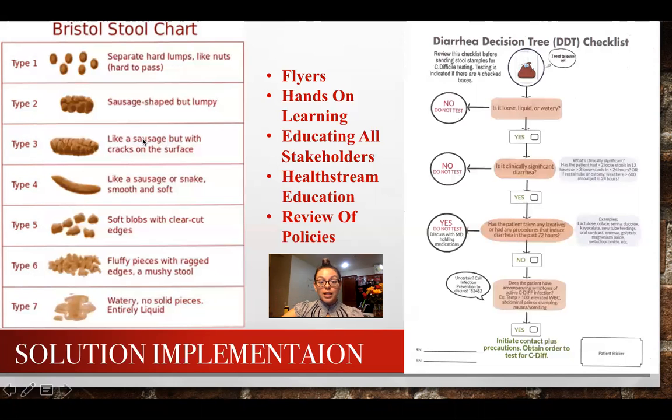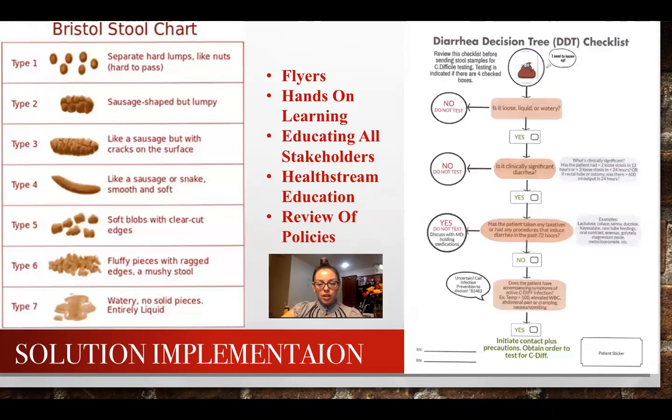Okay, so that's something important, because we were just told if you can stick a toothpick in it and it doesn't move, then you don't send it. But sometimes you have that tarry stool that people actually have been sending down, causing our C. diff infection rate to go up like a false positive. They also put this diarrhea decision tree checklist all over the unit.